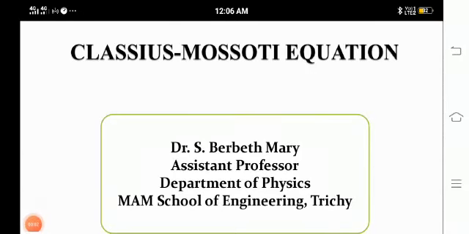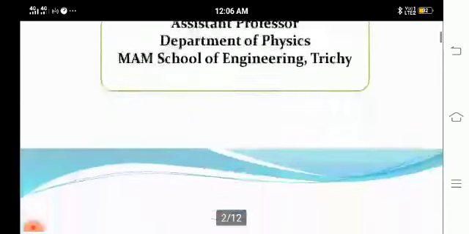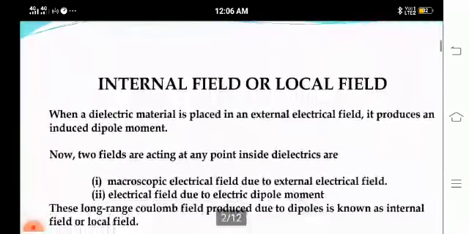Good morning to all. The topic of today's lecture is the Clausius-Mossotti equation. In this class, we are going to see what is internal field or local field, and from that, how we can derive the Clausius-Mossotti equation.